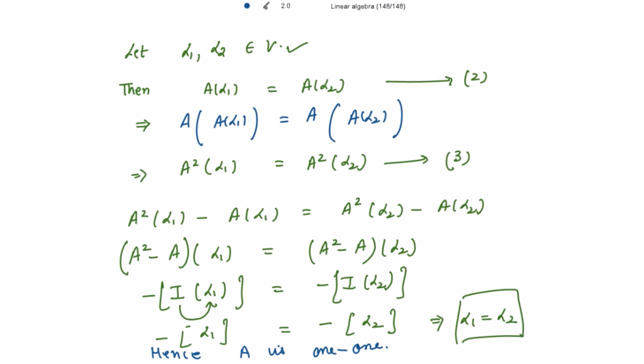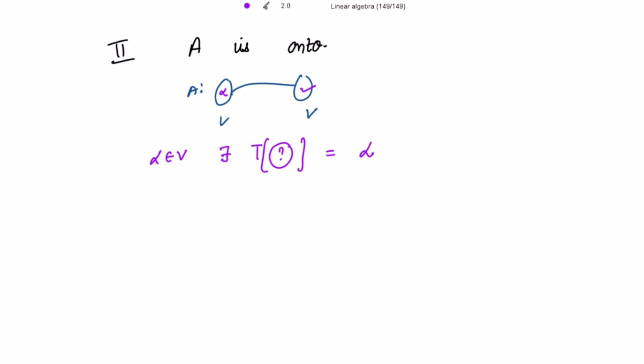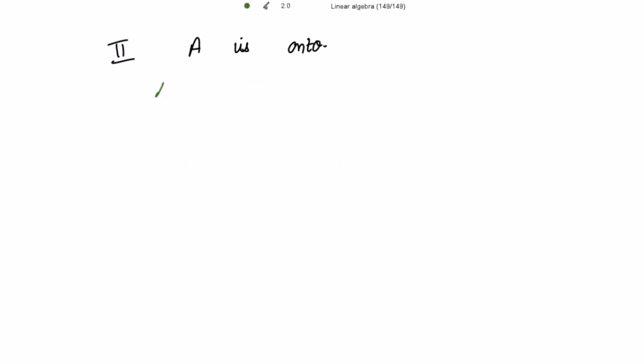Now to show that A is onto. Secondly we show that A is onto. If A is a linear transformation from the vector space V onto itself, what is the condition for onto? For any element alpha belonging to V, there must exist one element in V such that A of this element is equal to alpha. This is the condition for onto. So let's take alpha belonging to V.